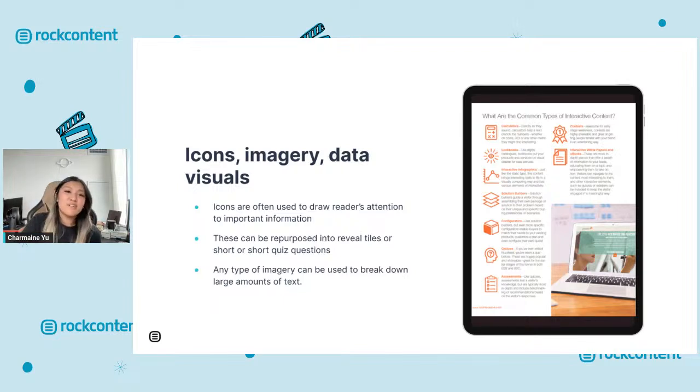So usually icons, images, and data visualizations draw readers' attention to important information. Therefore, when scanning a static piece of content, look for things that instantly catch your eye, such as pops of color, icons, images, anything like that. Sections like these are normally great for interactivity.